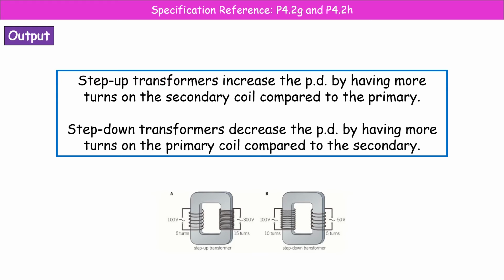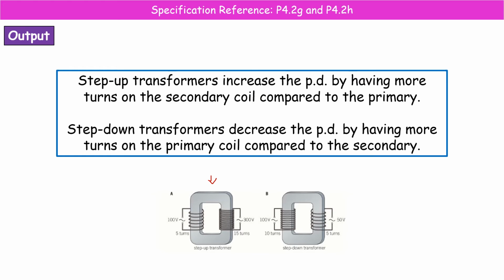We have two types of transformer we need to know about, and if you remember nothing else about transformers, this is the bit to remember. Step up transformers increase potential difference, and they will always have more coils on the secondary compared to the primary. So this one here on the left, that is a step up transformer because there are more coils on the secondary coil compared to the primary.